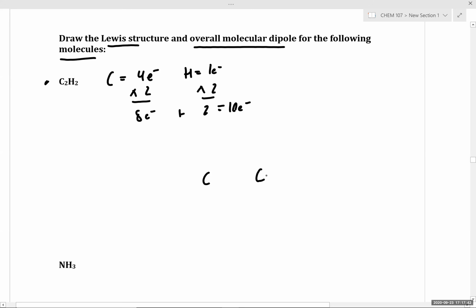We put each of our carbons in the center and we surround it with our hydrogens. Then we form 1 bond each. That gives us a total of 4 electrons remaining. We place our lone pairs on carbon, and to fulfill the octet rule, we take each of our lone pairs and we move them down to form a triple bond.